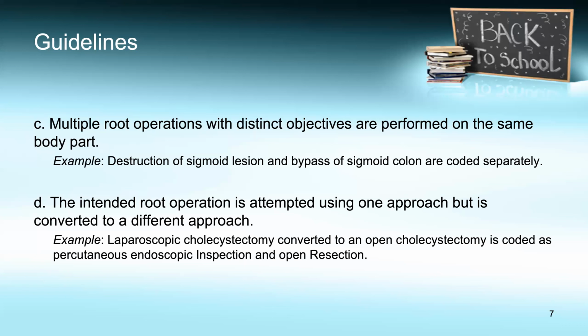And then you have the open portion because they converted it. So now you have to code the open cholecystectomy. So you have just a laparoscopy and then you have an open cholecystectomy. Those become your two distinct root operations, your two distinct codes, because it was a laparoscopic procedure converted to an open procedure. So you end up coding both of those.